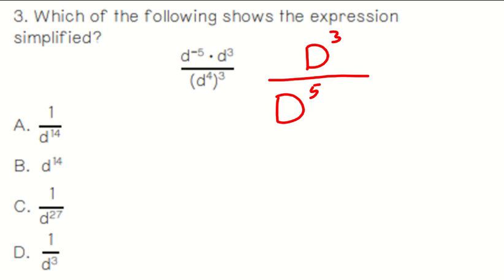12. So we got d to the 12th. Okay? Everybody okay with that? All right, so I got d to the 3rd on top. We're going to leave that right now.